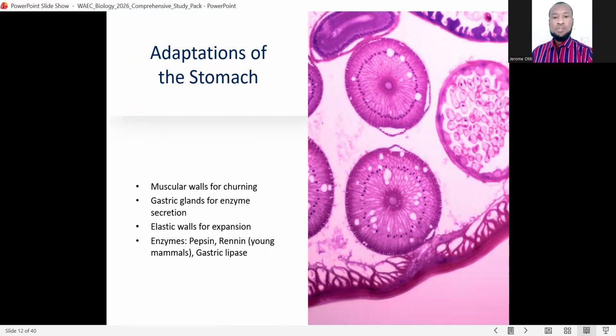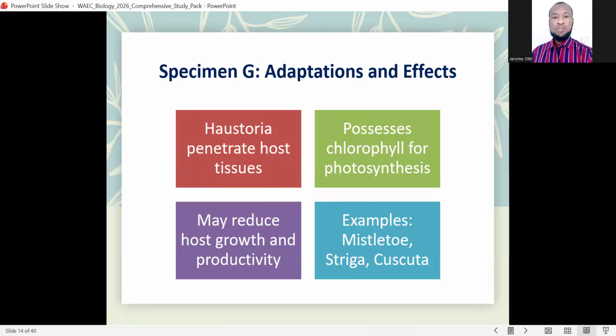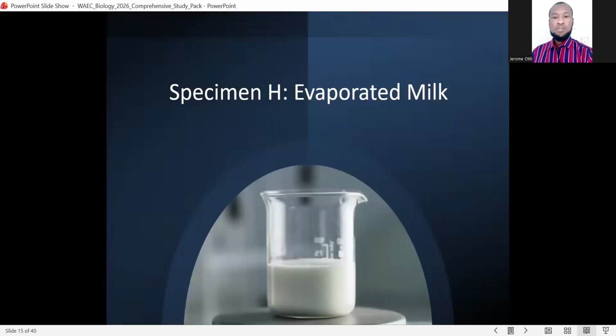For example, the stomach, what are the features that help the stomach? The muscular wall, the gastric glands. So all these things, you must read about it and memorize it. This mistletoe, Specimen G, is a parasitic flowering plant. What is the ecological relationship? Parasitism. You're able to know the adaptive features of this parasitic plant.